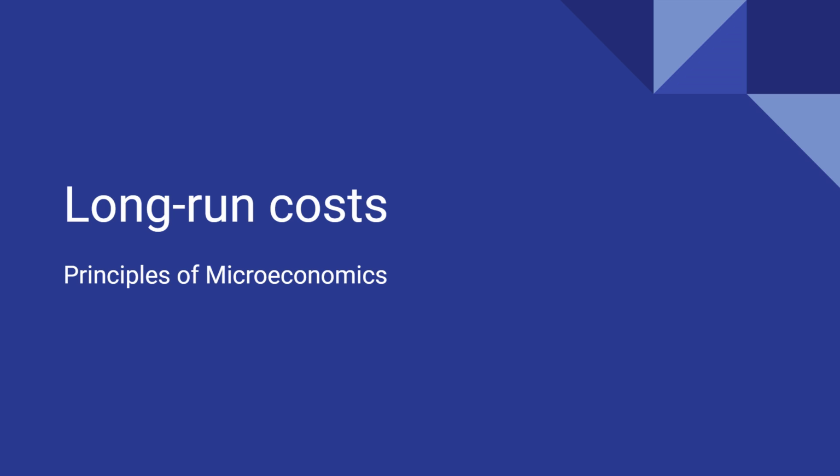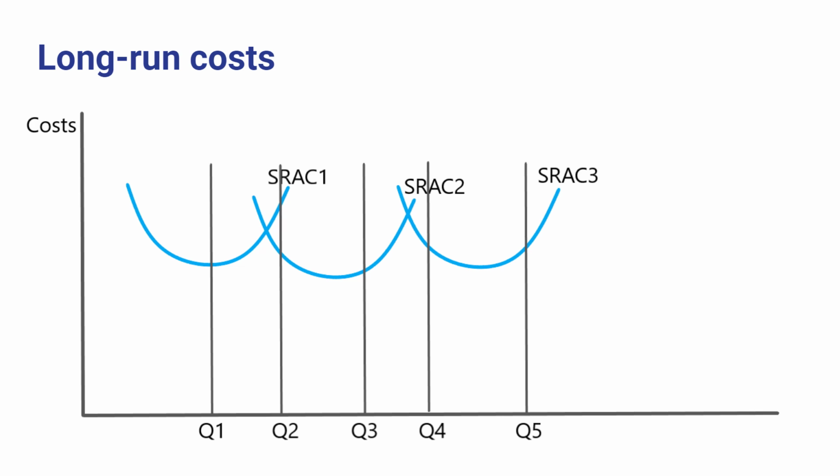In this video, we're going to discuss long-run costs. In the short run, a firm has a fixed level of capital and it has short-run average costs given by its short-run average cost curve, which is a cost curve that exists when you hold capital constant. In this diagram, I've illustrated three possible short-run average cost curves.